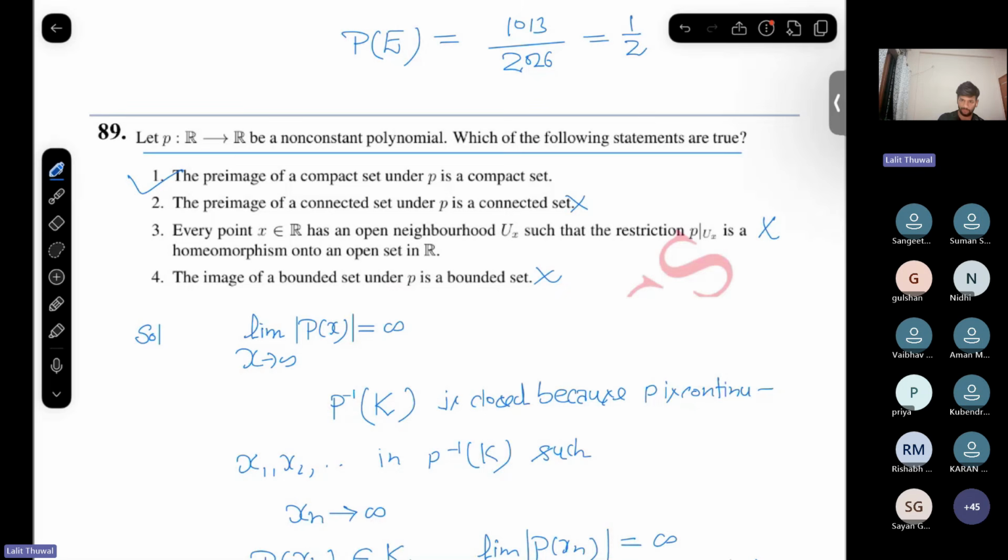The fourth option is wrong. Yeah, do you have any question? The fourth option is correct, sir. This is the wrong. Sorry, I couldn't hear you. The fourth option is the correct one, but you picked the wrong one. Yeah, it's correct. Thank you. It's correct. The image of a bounded set under P is bounded.